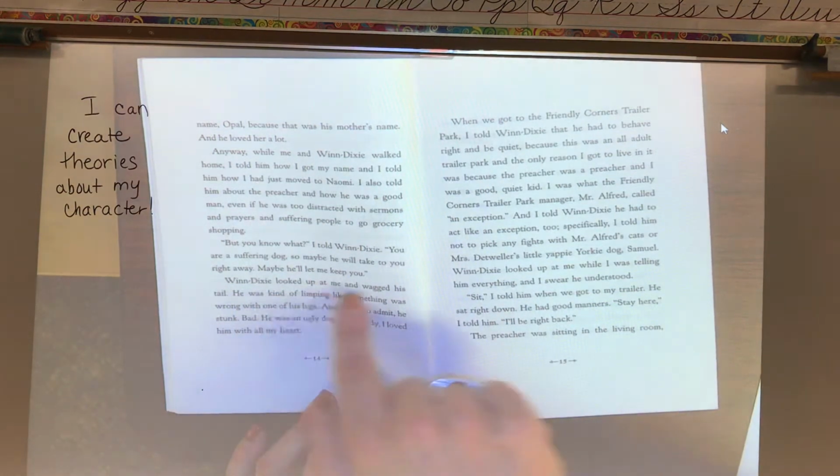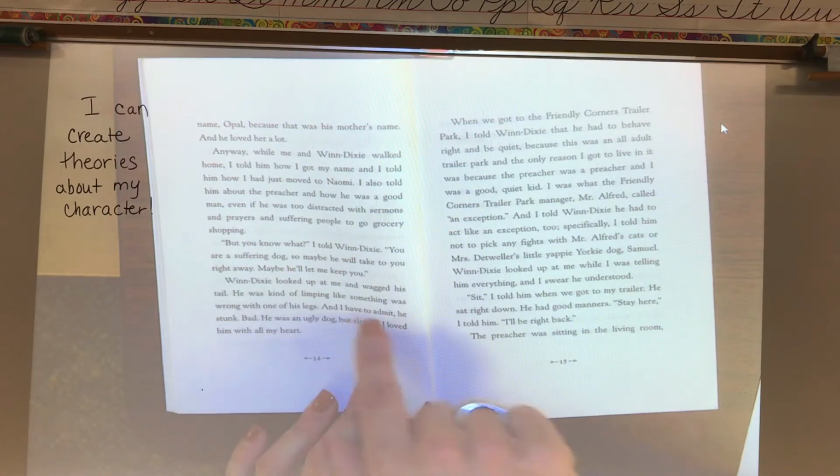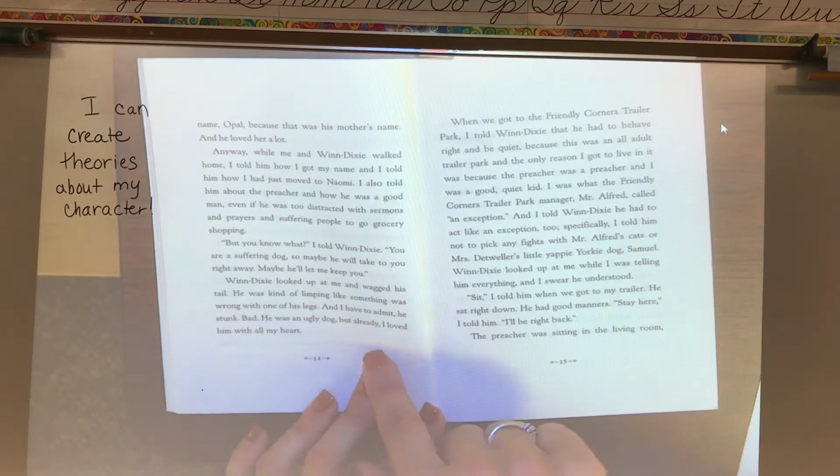Winn-Dixie looked up at me and wagged his tail. He was kind of limping like something was wrong with one of his legs. And I have to admit, he stunk. Bad. He was an ugly dog, but already I loved him with my whole heart.